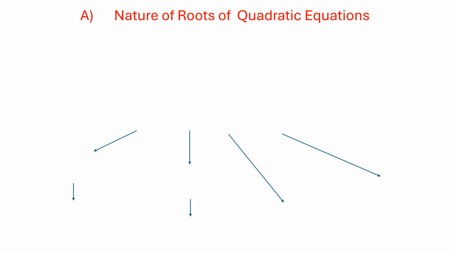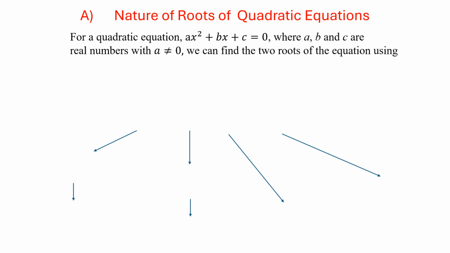Right, let's start off by revising the nature of roots of quadratic equations. So what are they? For quadratic equations in the form ax squared plus bx plus c equals 0, where a, b, and c are real numbers and a not equals to 0, we can find the two roots of the equation using, yes, the quadratic formula.